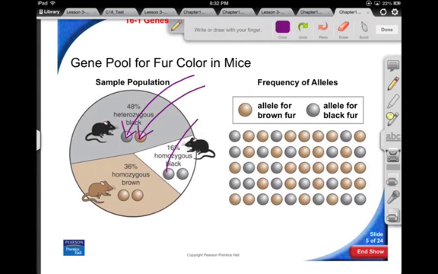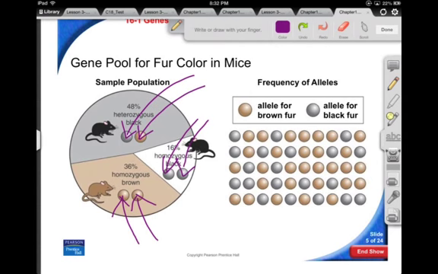And then there's your purebred black ones, which will be, of course, black. It's a little bit more rare to be a purebred, so we see they're at 16%. And then there are purebred brown. A purebred is called homozygous, as in having two of the exact same alleles, and this one's completely brown.